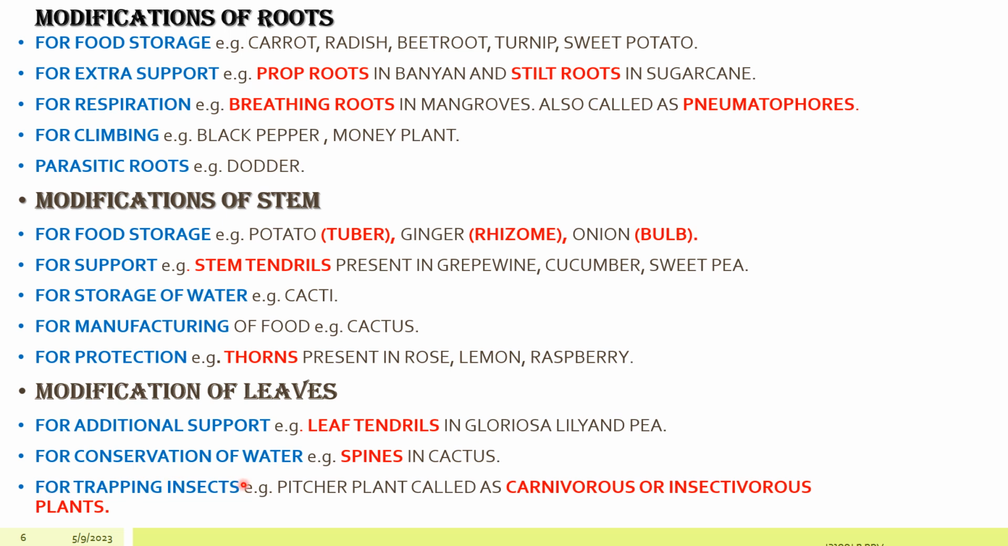And finally, for trapping insects, insectivorous plants, carnivorous plants, हमने पढ़े हैं अपने पिछले चैप्टर्स में. So there, if we talk about pitcher plant, तो उसमें जो leaves हैं, they convert into a pitcher, घड़े जैसे स्ट्रक्चर में कन्वर्ट हो जाते हैं, एक फ्लैप जैसा होता है उसके ऊपर. It covers the insects when they come to them. Okay, so that was all about modifications of root, stem and leaves.